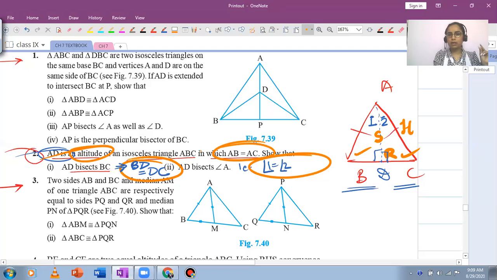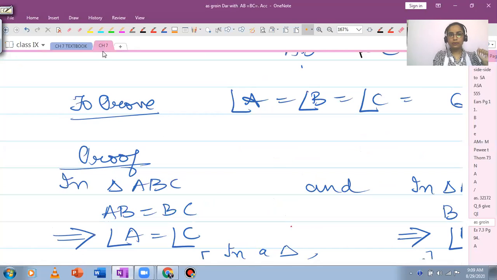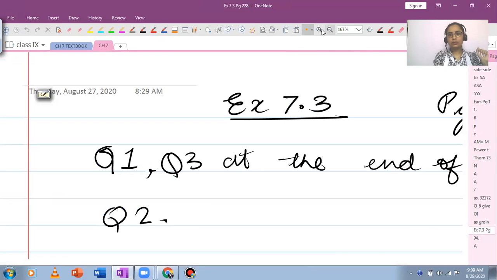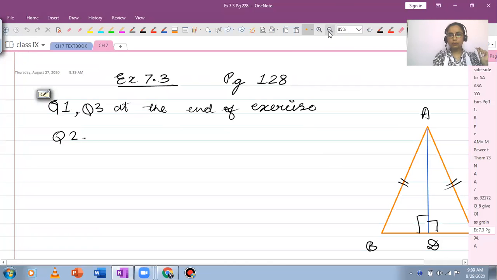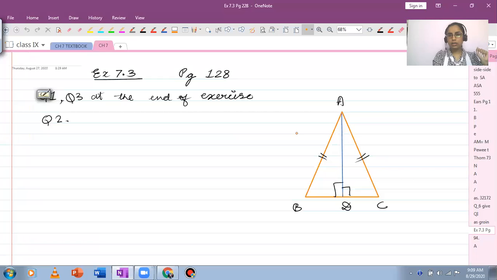इन दोनों से हमारा काम चल जाएगा. दो sides equal हैं, एक altitude है. So that does our job, right? वाया नहीं जाना, हम सीधा चलते हैं. So I've actually already mentioned here. We're going to do this at the end of the exercise, and I've drawn the figure here. And let's just write the answer.